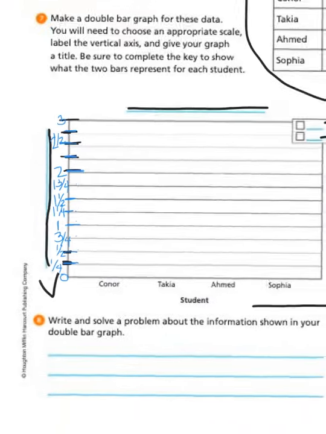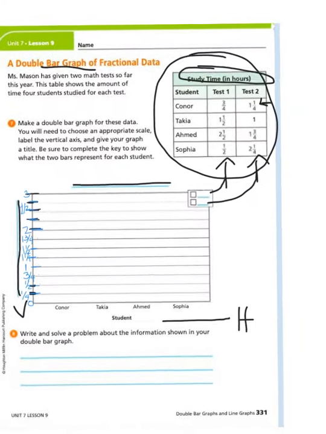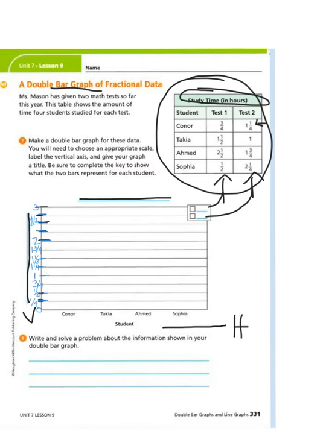pattern. So now you need to take the information that's in your chart for Connor, and you're going to make a bar graph for him. So we'll do Connor together, and then I'll let you do Takia, Ahmed, and Sophia on your own. So for Connor, we're going to make his green, I guess. And test 1, he had 3/4. So test 1, he goes up 3/4, and I make a little bar.